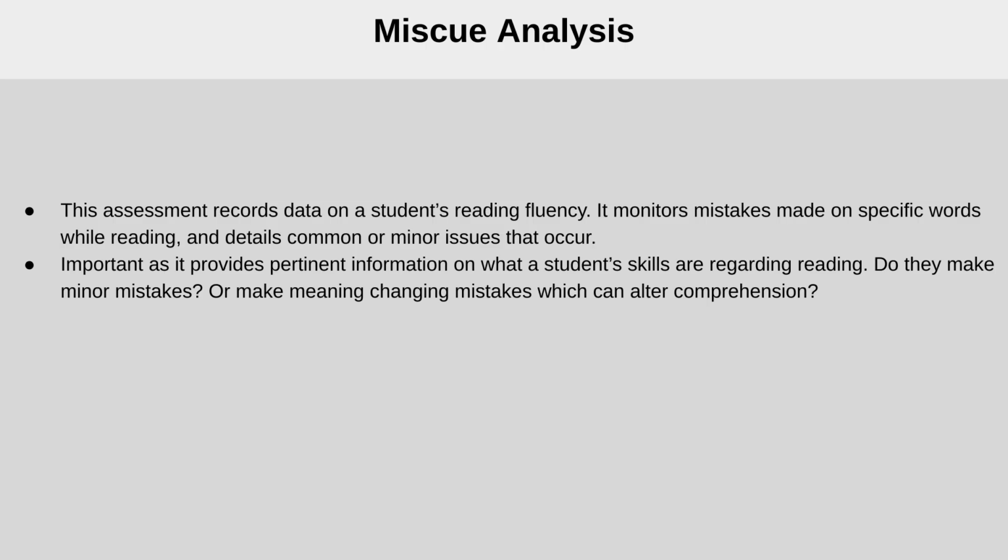This is very important as it provides pertinent information on what a student's skills are regarding reading. Do they make minor mistakes, or do they make meaning-changing mistakes that can alter their comprehension and prevent them from truly understanding what they're reading? This is important because the teacher needs to know whether a child can actually understand that text and that information, and whether it's something that they can target and work on and develop the child into avoiding those mistakes, or if it's something that we have to completely wrap around and restart to try and get at.